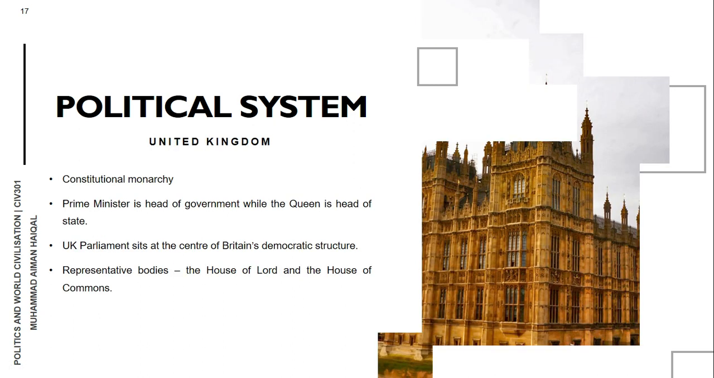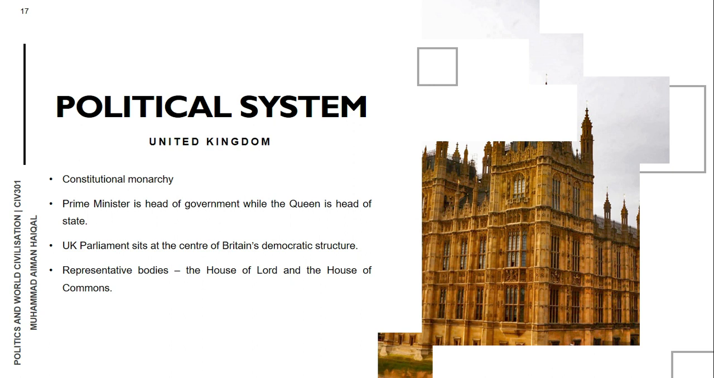Okay, lastly, we will look at the political system of the United Kingdom. The United Kingdom government operates within a constitutional monarchy, similar to countries such as Spain, Sweden, Thailand, Denmark, Japan, and the Netherlands. The Prime Minister is the head of government, while the Queen is the head of state.